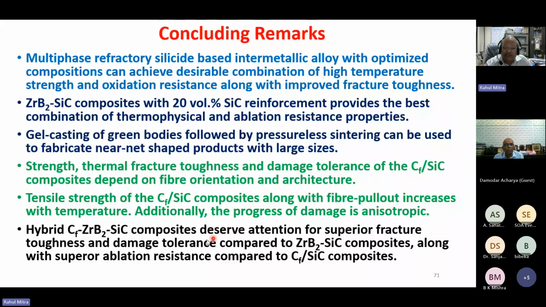And hybrid composites deserve attention for superior fracture toughness and damage tolerance compared to ZrB2-SiC. Of course, not compared to Sf-CfSiC, but they have superior ablation resistance compared to CfSiC. So that's why these hybrid composites are now drawing a lot of attention, and a lot of work is going on worldwide. So my student is working in collaboration with DMRL scientists in this.